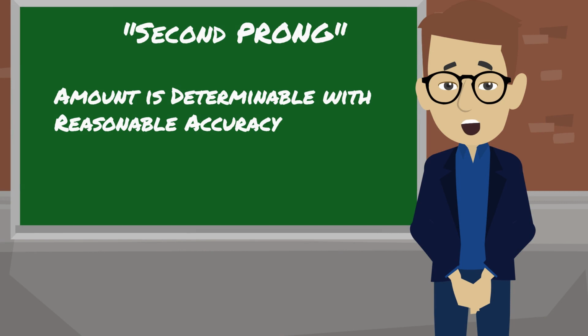The second prong of the all events test asks a different question. Even if I have a fixed right to payment or a fixed obligation to make a payment, is that amount reasonably determinable? Does the final amount have to be known with 100% certainty down to the penny? No. You just have to know the amount with reasonable accuracy. If you can make a reasonable estimate, you have to treat as income, or you can deduct as an expense, whatever that reasonable estimate is as of the end of this year.